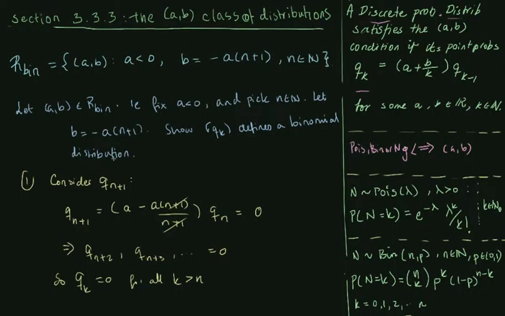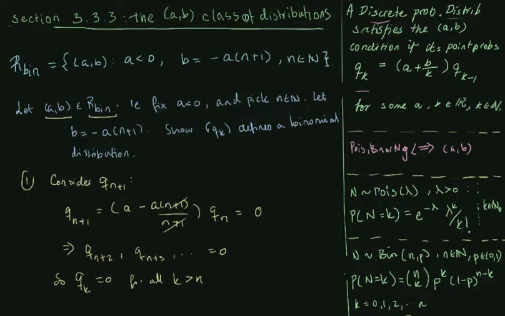Onto the binomial distribution, we want to show that if a, b lie inside the ab region for the binomial distribution, then q_k, defined using the recurrence relation, gives rise to a binomial distribution.